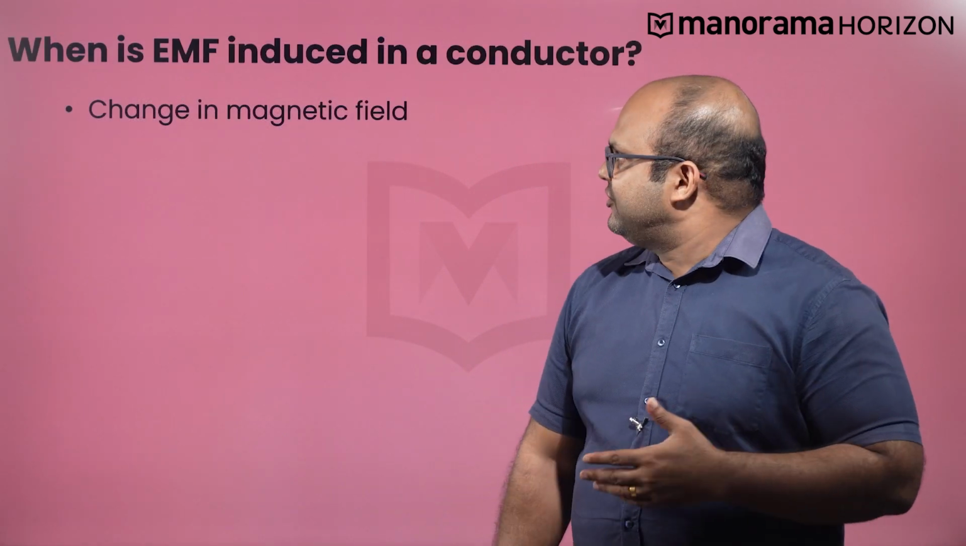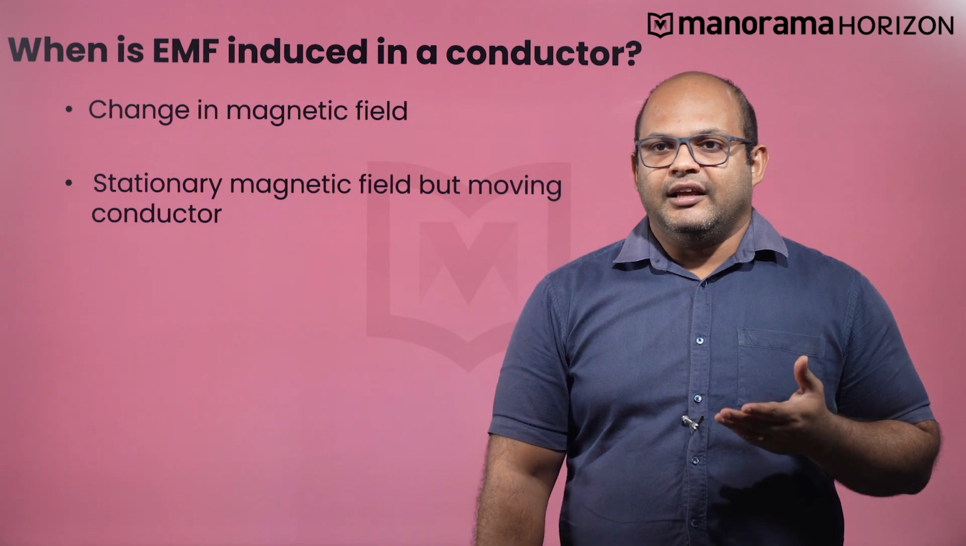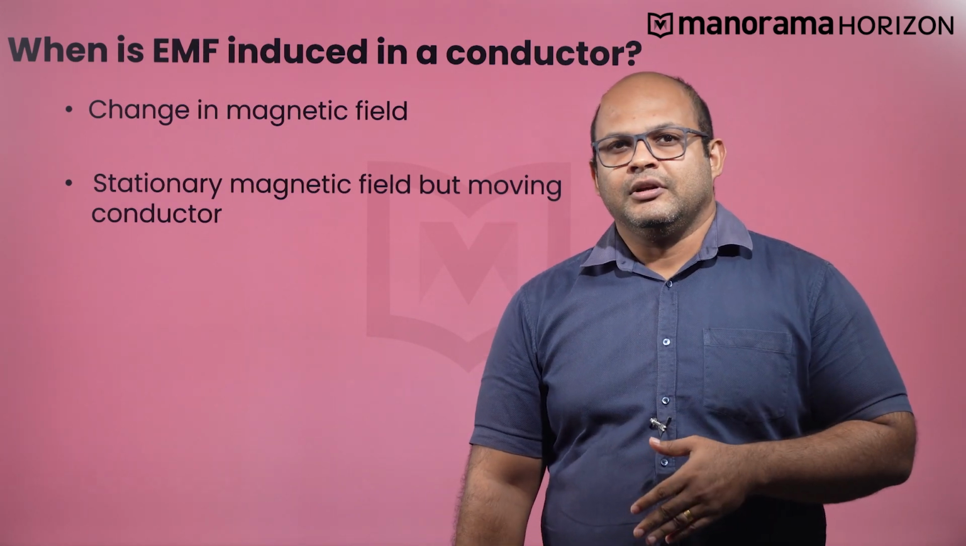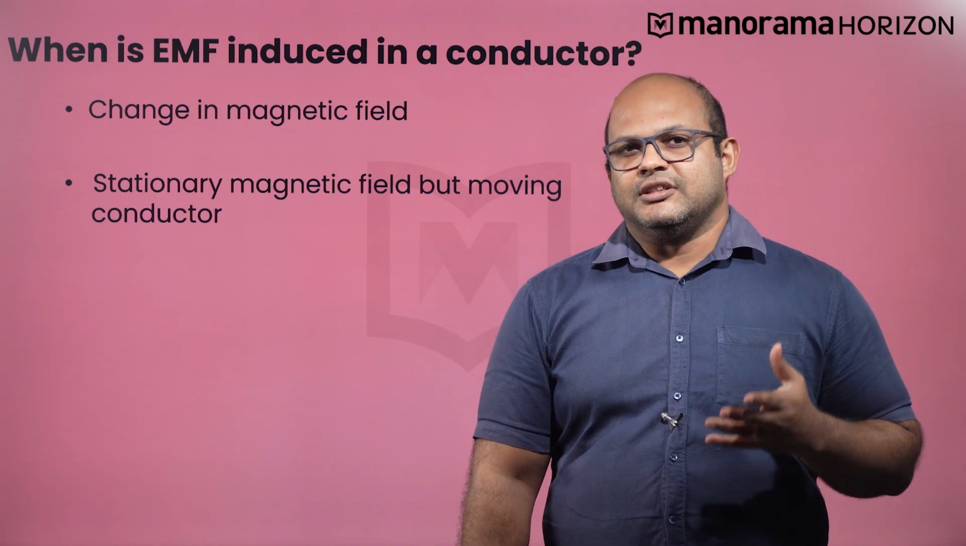We have learned how Faraday discovered the link between a change in magnetic flux and induced EMF. Now let's investigate how we can make the flux change and induce an EMF in a conductor. One way is to change the magnetic field, and the other is to have a stationary magnetic field and move the conductor. But what do these actions accomplish?